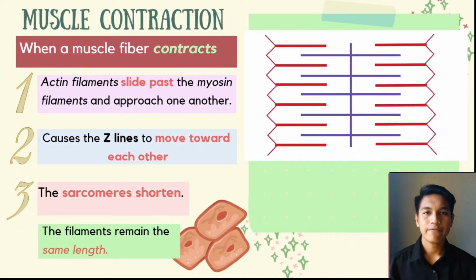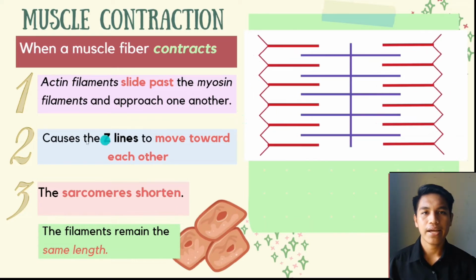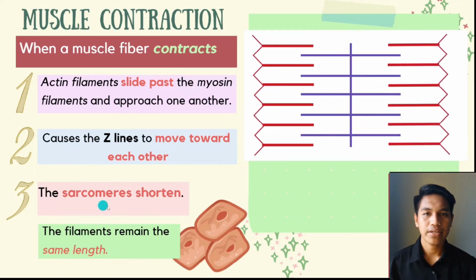So, when a muscle fiber contracts, actin filaments slide past the myosin filaments and approach one another. Then, you can see the diagram in my slide. It will cause the Z lines to move toward each other. The sarcomeres will be shortened and the filaments remain the same length.